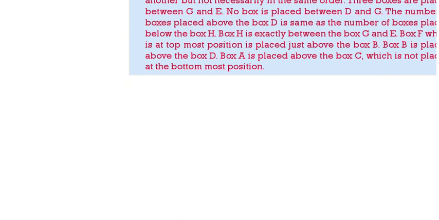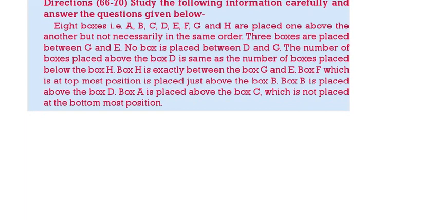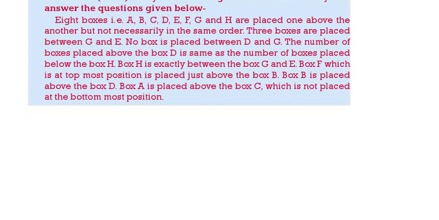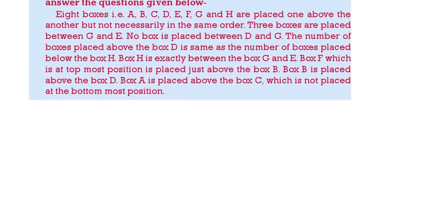See the question. There are 8 boxes A, B, C, D, E, F, G, H placed one above the other in the same order. 3 are there between G and E. No box is there between D and G. The number of boxes placed above D is same as the number of boxes placed below H. H is exactly between G and E. F is at the topmost, placed just above B. B is placed above D. A is placed above C, which is not placed at the bottommost position.